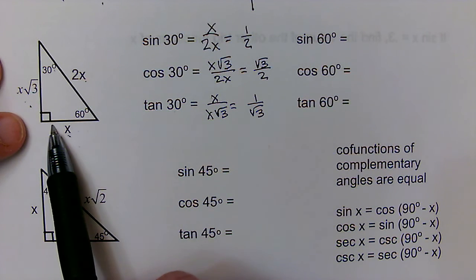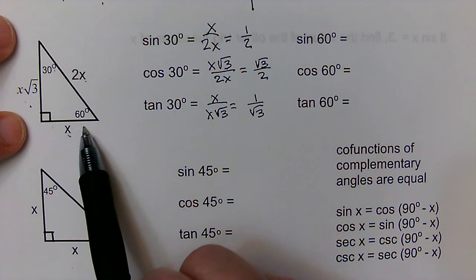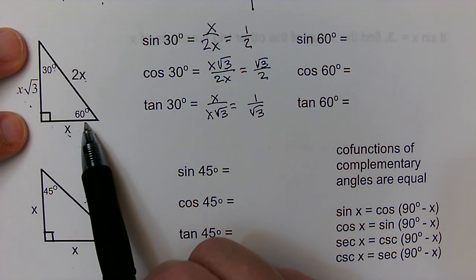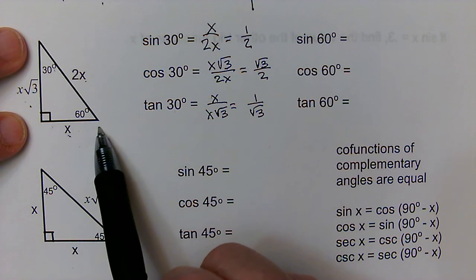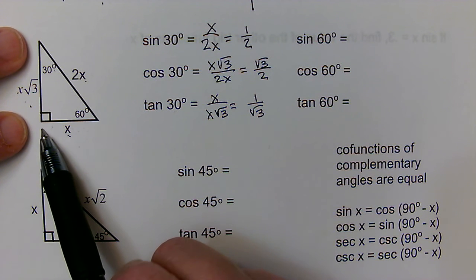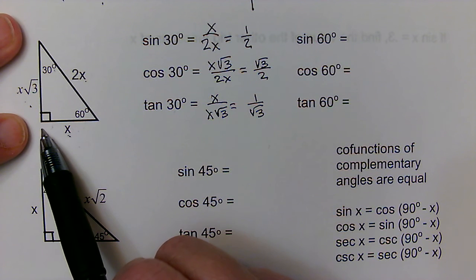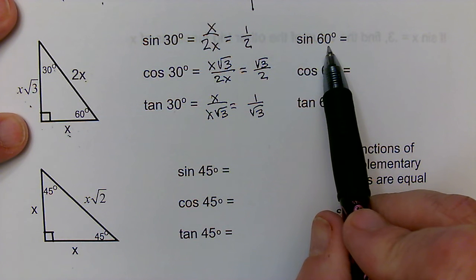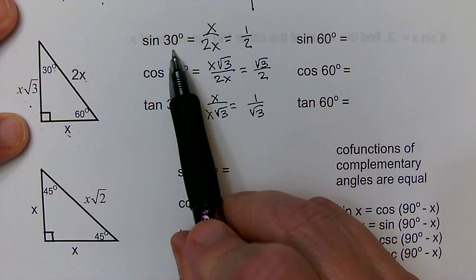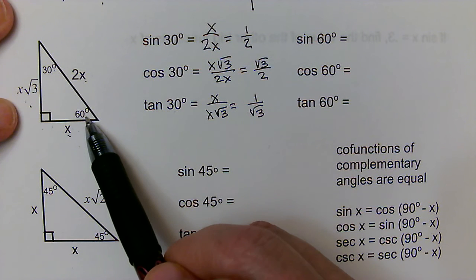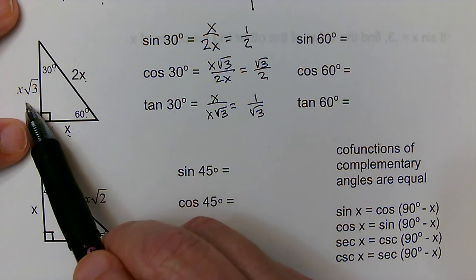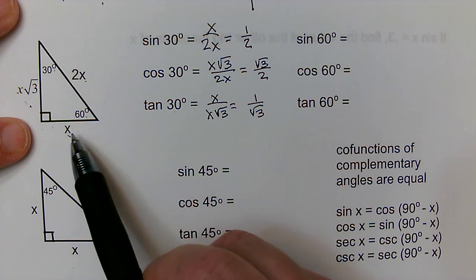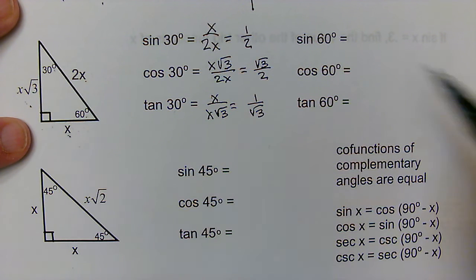But remember, in a right triangle, the two acute angles are always complements of each other. They add up to 90, and then if you add the right angle, that makes the 180 degrees in the whole triangle. So the 60 degree angle is the complement of the 30 degree angle. And when we look at the 60 degree angle, the opposite is x times the square root of 3, and the adjacent is x, but the 2x remains the hypotenuse.